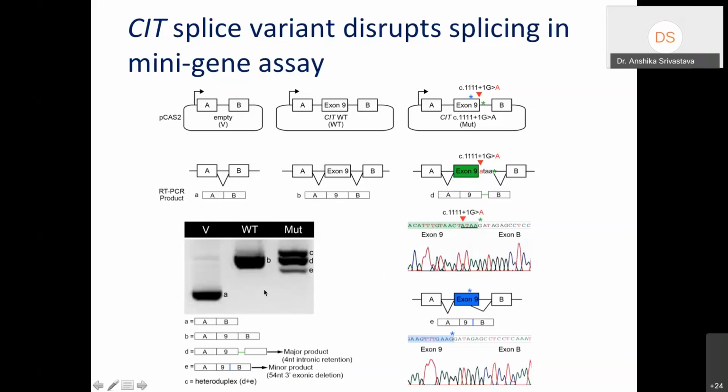So then you run a gel and you see, okay, in wild type, you have a compact exon 9. But in the mutant case, you have different products. So my major product was 4 nucleotide intronic retention, and the minor was exonic deletion. So with this, we say that citron kinase splice site variation disrupts splicing through retention of intron and not the deletion of exon, skipping of exon.